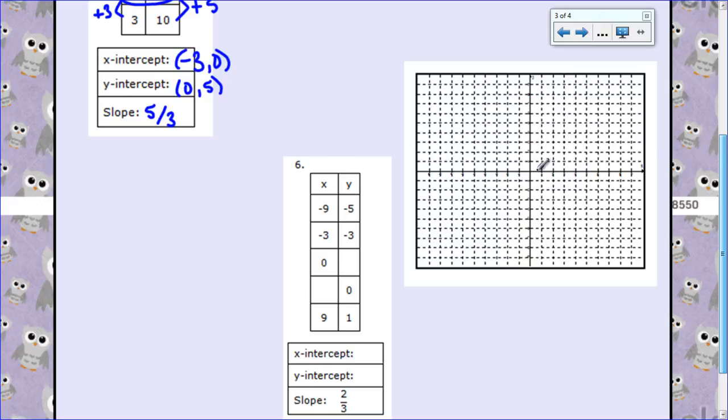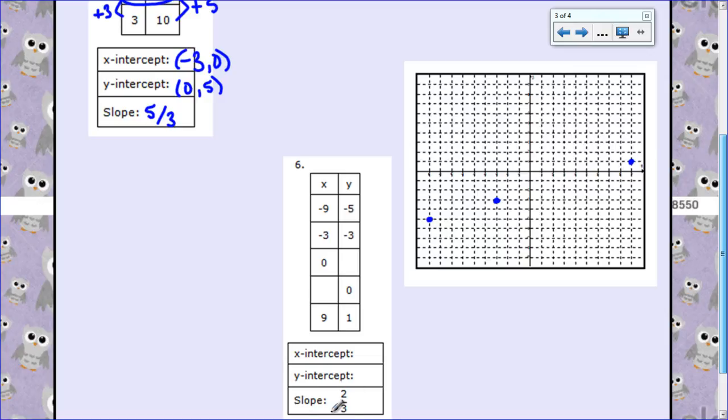We're going to start with the first one. I have negative 9, negative 5. So negative 9, negative 5, 1, 2, 3, 4 is down here. Then I have negative 3, negative 3. And then I know it's 0 something and something 0. We'll deal with that. And then I have 9, 1. So there are my points.